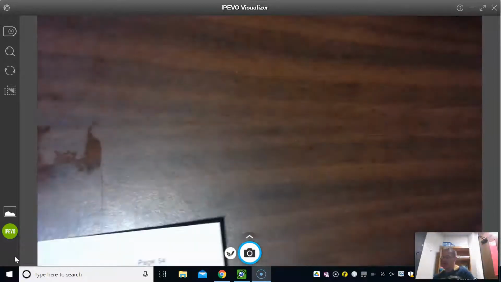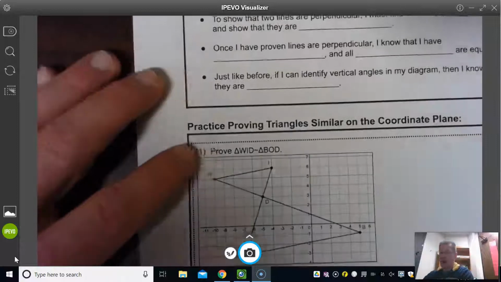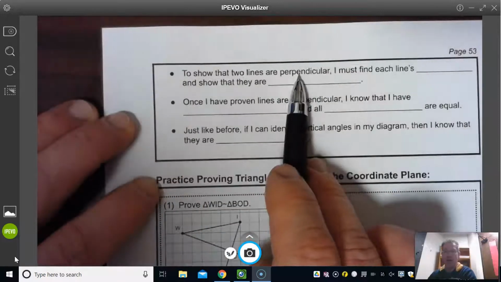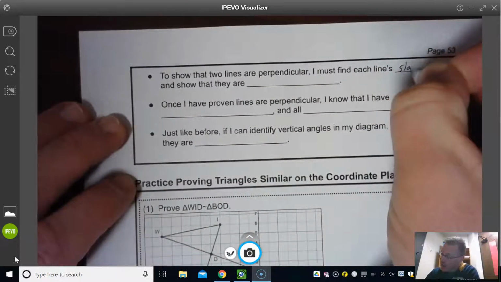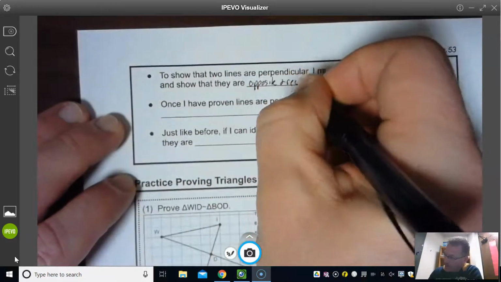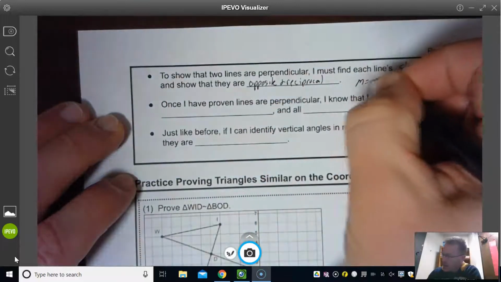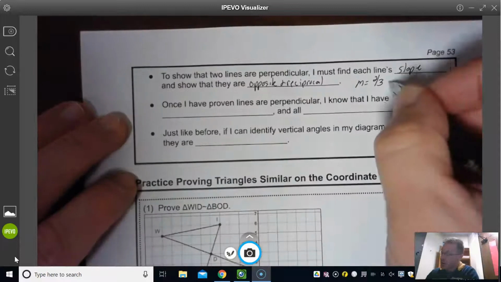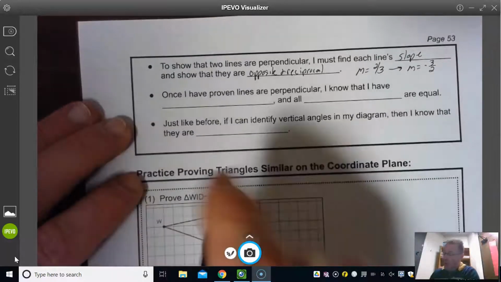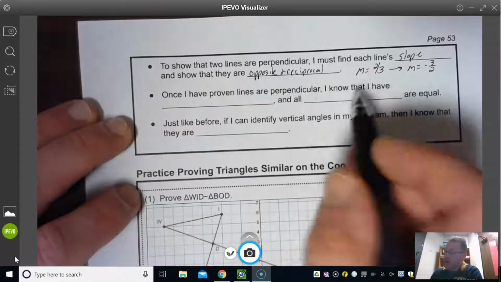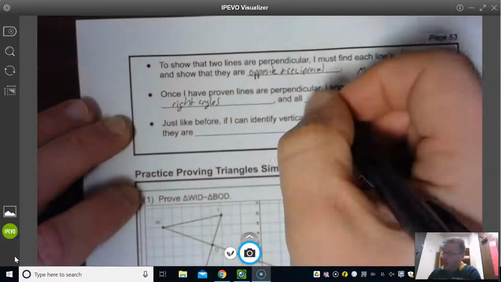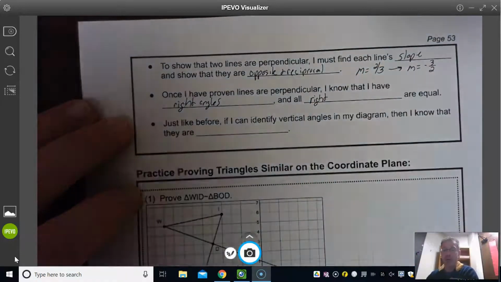All right, let's flip to page 53. Okay, we had right angles in part C. Well, the way we get right angles in the coordinate plane is we have to show that the lines are perpendicular first. So we have to show that each line's slopes are opposite and reciprocal. So for example, if I had one slope that was 2/3, I would want my second slope to be -3/2, so opposite and reciprocal. And once we have that and the lines are perpendicular, we know that we have right angles, and we know that all right angles are equal, right?